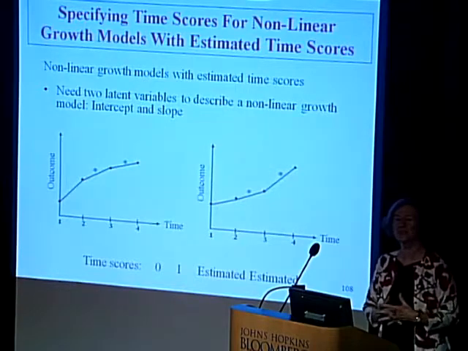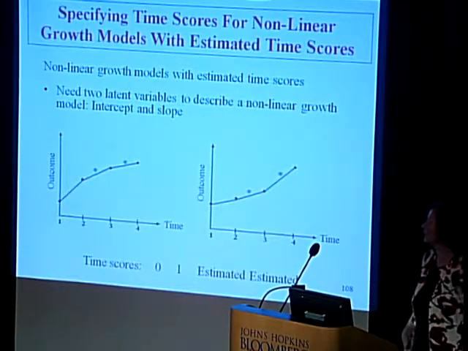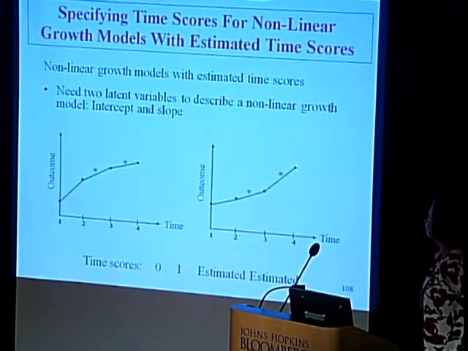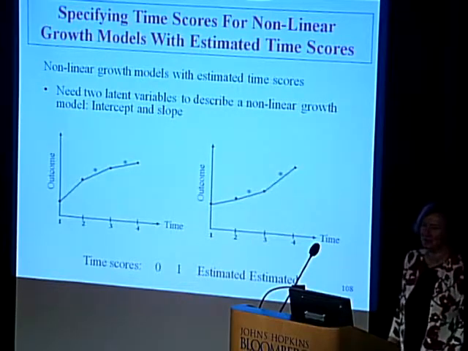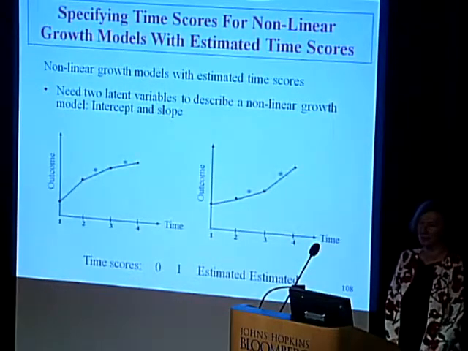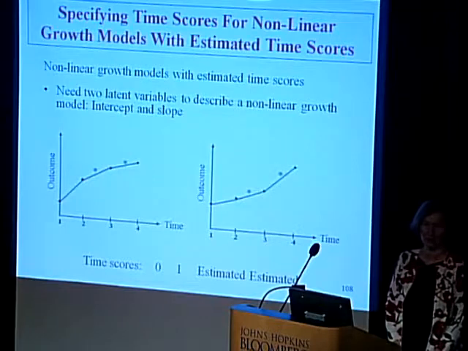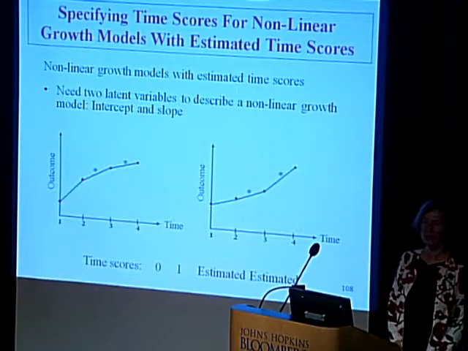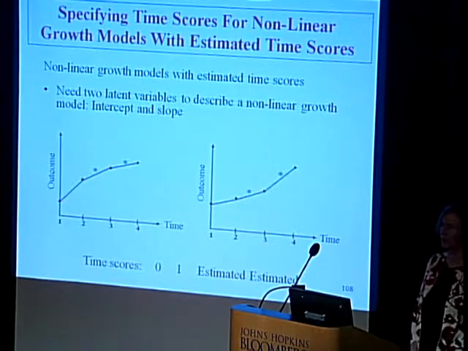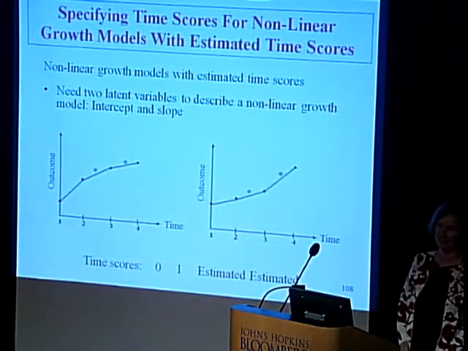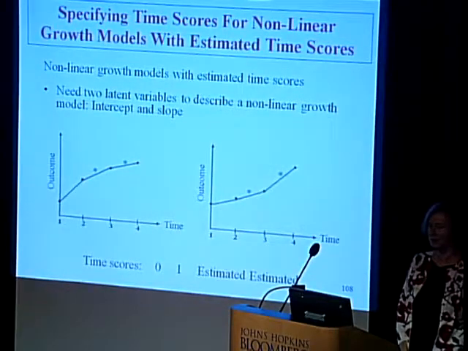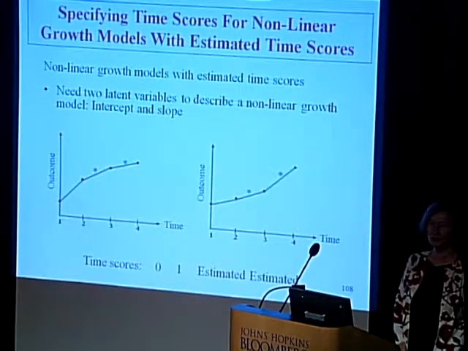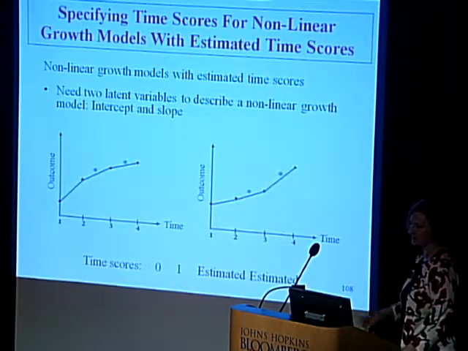we're going to go through these various ways of doing nonlinear growth, and we're going to start with specifying time scores using estimated time scores. Now, in the linear model that we looked at earlier, our time scores were all fixed at values 0, 1, 2, and 3.